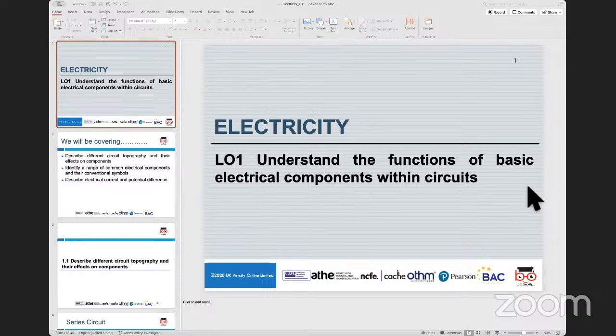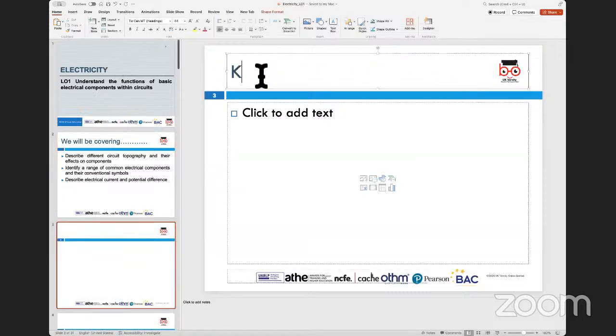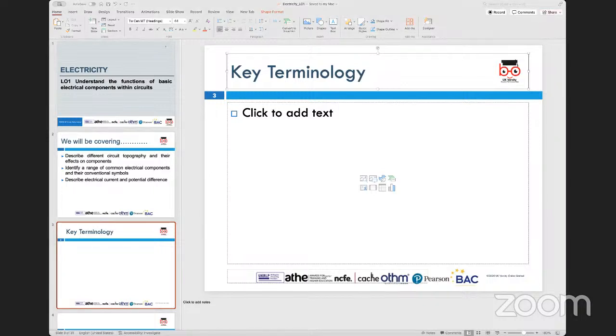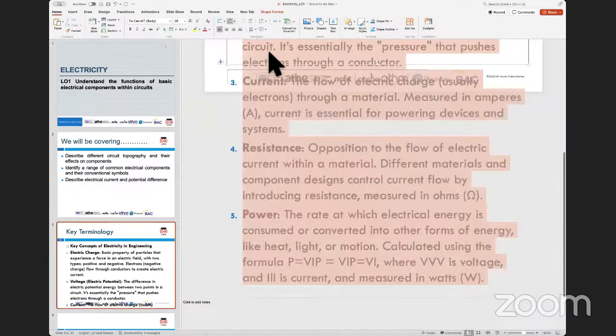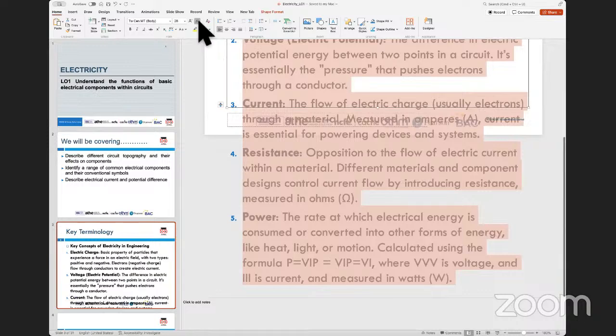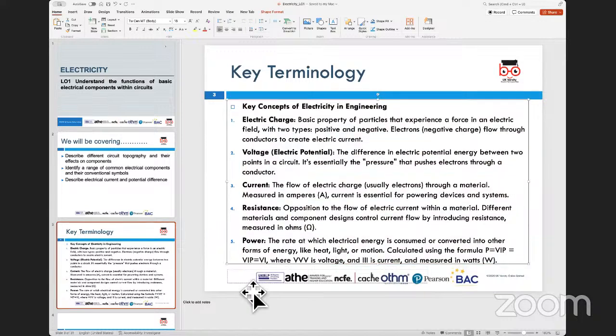Now, when we do talk about current, these are certain standard definitions. What I would want to do is put this as key terminology here, because this would help you understand some of the key concepts of electricity that we talk about in the context of engineering. So, what we would want to do in this case is understand what is current. When we talk about current in general, we are talking about a flow of electric charge, which is usually the electrons through a material.